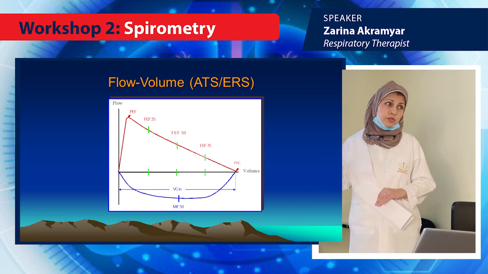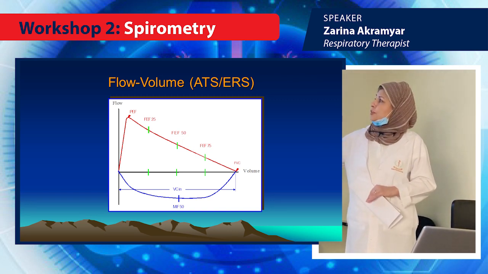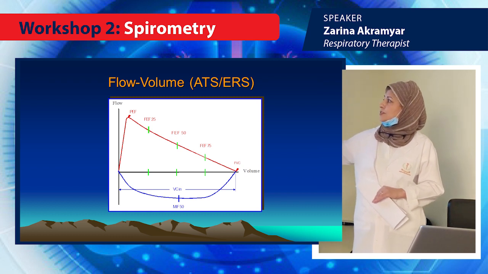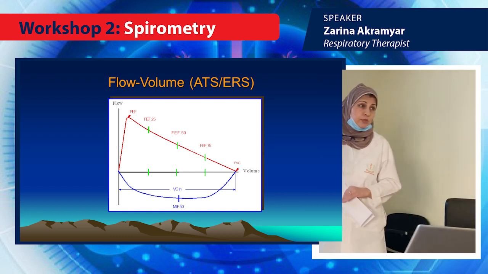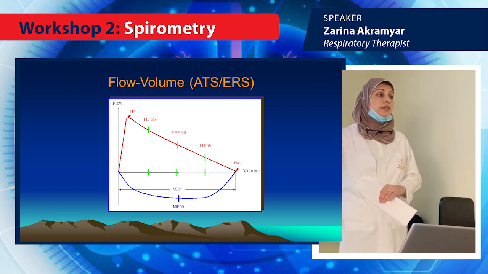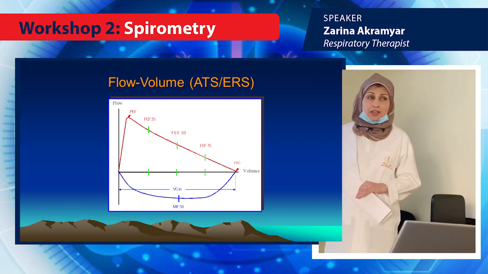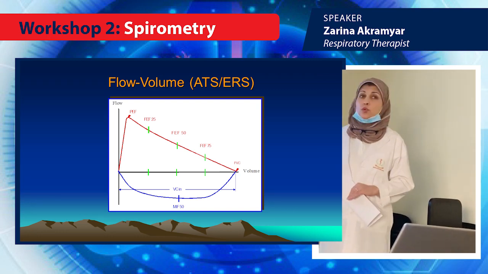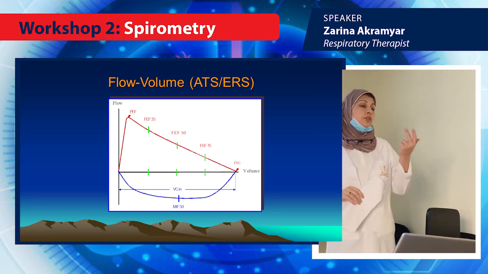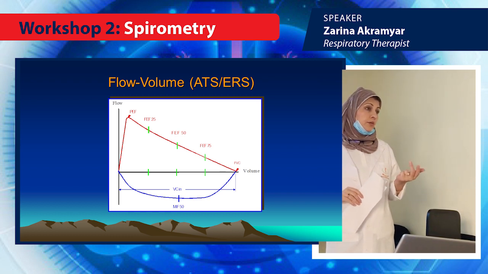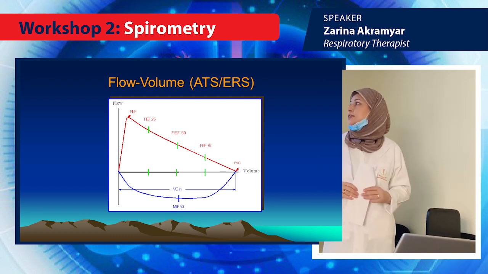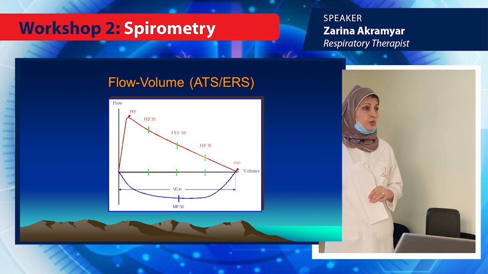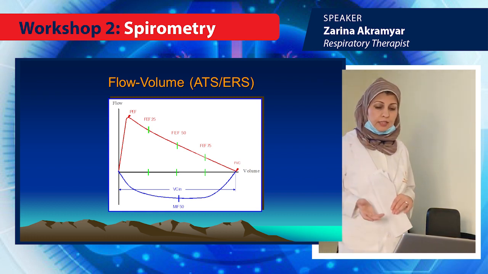The other numbers you see are the FEF 25, 50, and 75. Those are flows, forced expiratory flow, at 25, 50, and 75 percent of the FVC maneuver. As the patient is blowing, the machine is calculating the flow at different intervals. Why? Because volume and flow, the two together, give us a lot more information than one alone, right? Flows are also reduced in obstruction, correct?